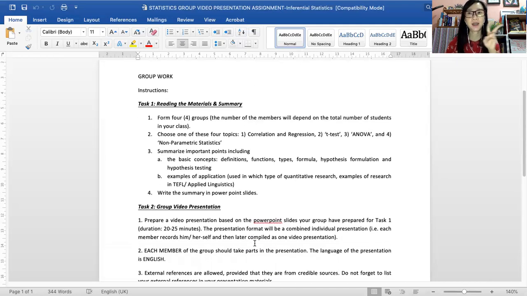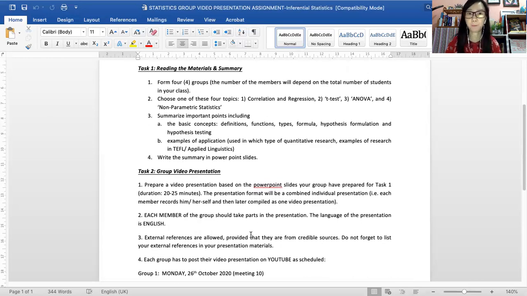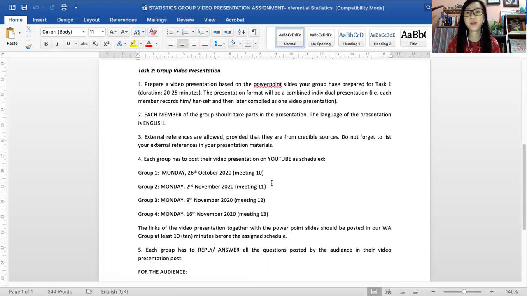The second task is your group video presentation. Please prepare a video presentation based on the PowerPoint slides that your group prepared for task 1. The duration of the presentation will be approximately 20 to 25 minutes.